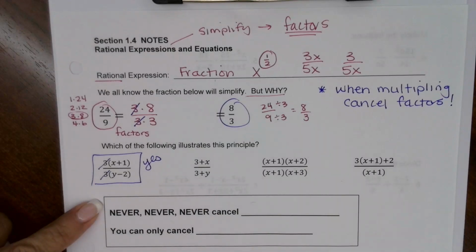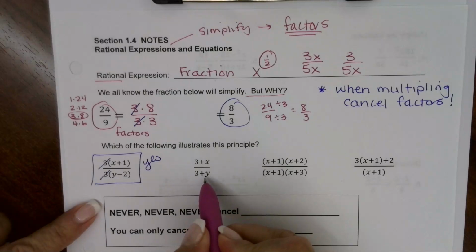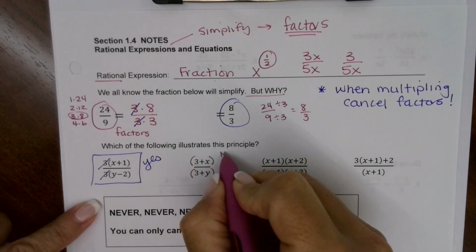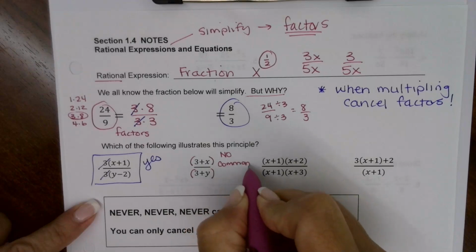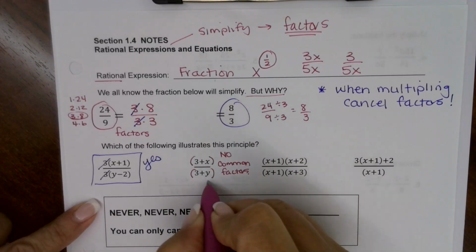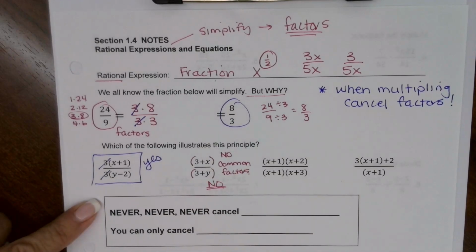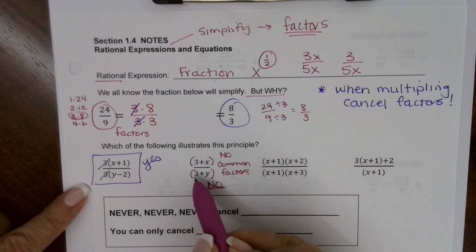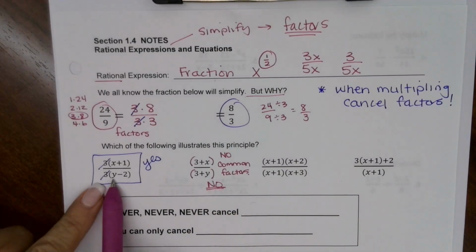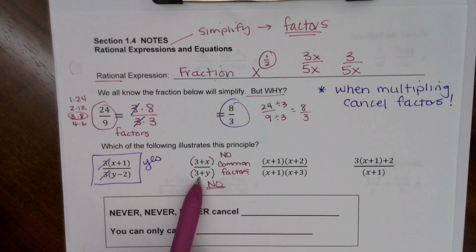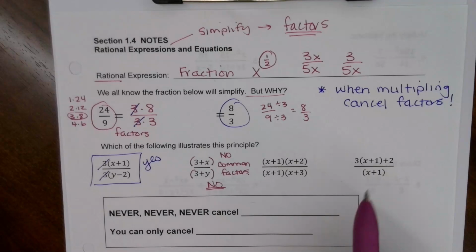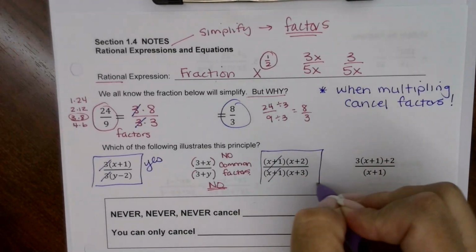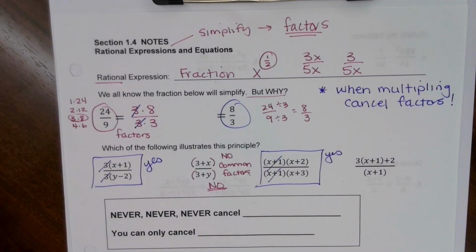Okay, now if I look at this one, I have 3 plus x over 3 plus y. So this is a factor, and this is a factor, but there are no common factors. So this does not show us that we can cancel anything out to reduce this. You cannot say 3 and 3 cancel each other out. Over here, because we're multiplying, we can, but here we're not. Okay, if I look at this one, I'm multiplying. These are my factors. So this factor cancels with this factor. They're both x plus 1. So this does show that we can reduce.